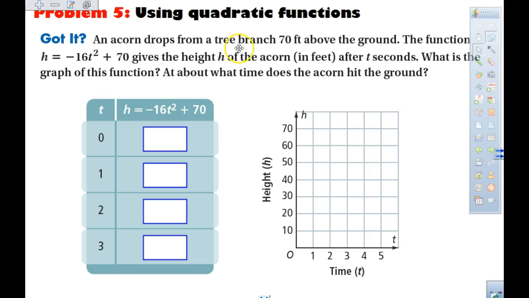Picture that an acorn is dropping from a tree branch 70 feet above the ground, and the function is -16t squared plus 70. So the 70 stands for how high off the ground it was when it started, up in the top of that tree, 70 feet up, okay? And we're looking at how much it's falling in seconds, so height per second. And it asks, what is the graph of this function? And about what time do you think it's going to hit the ground?